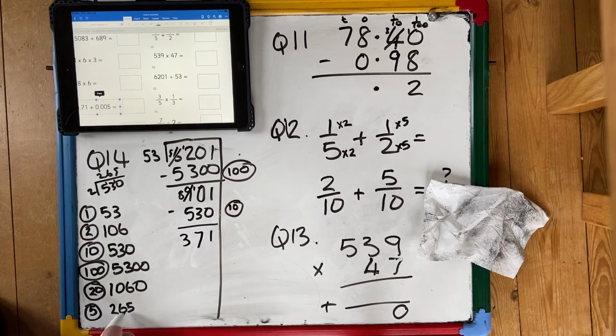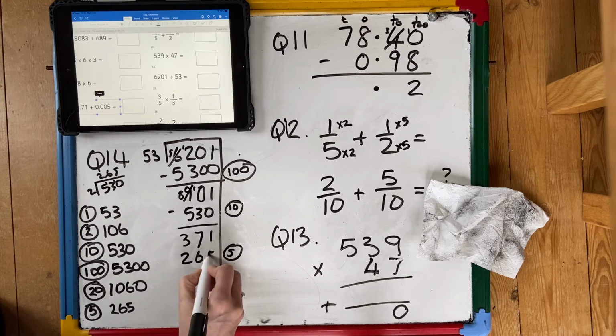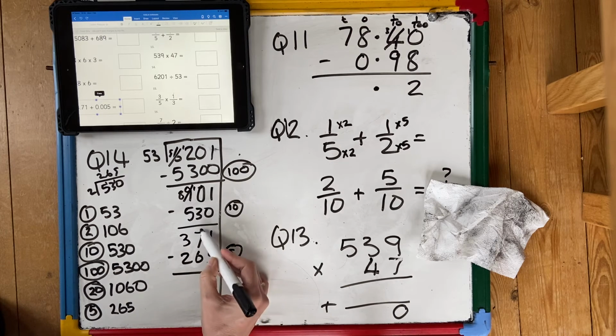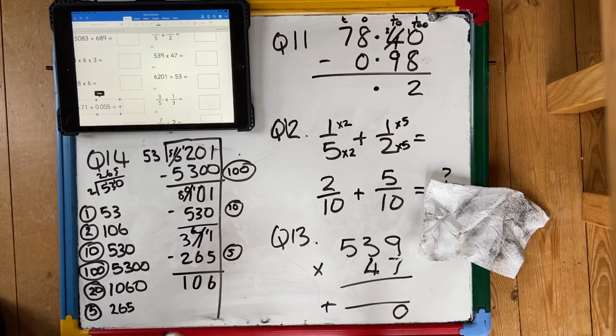Here, 5 53s is 265. Subtract that. 1 subtract 5 you can't do, so exchange. 11 subtract 5 is 6. 6 subtract 6 is 0. 3 subtract 2 is 1. So I've got 106 left. Look, 2 53s is 106. Subtract that and I've got 0 left.